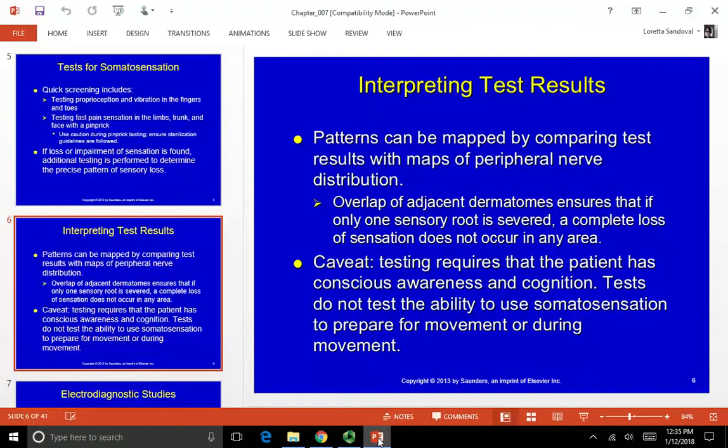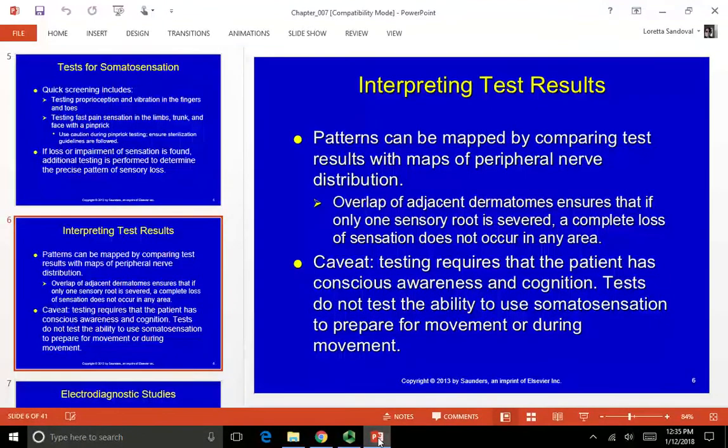That having been said, we can test and report our test results, but it's up to the PT to interpret the test results. That is not something we do as PTAs. So you can map patterns by comparing test results with maps of peripheral nerve distributions and dermatome distributions to determine whether there's a complete loss of sensation in a particular area.